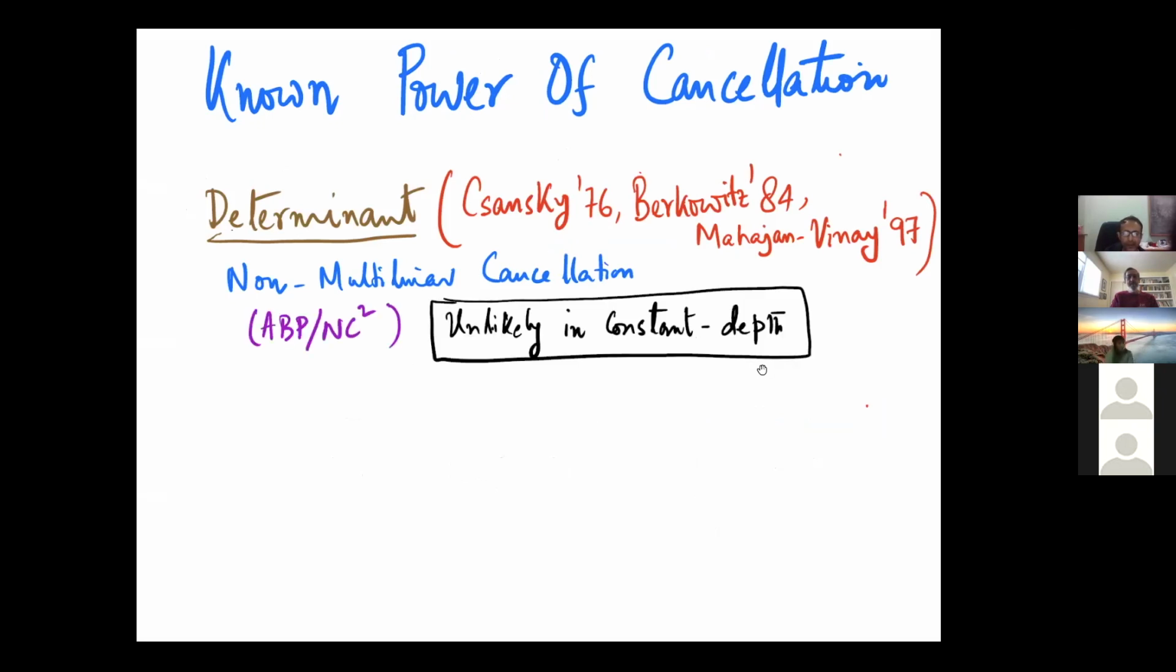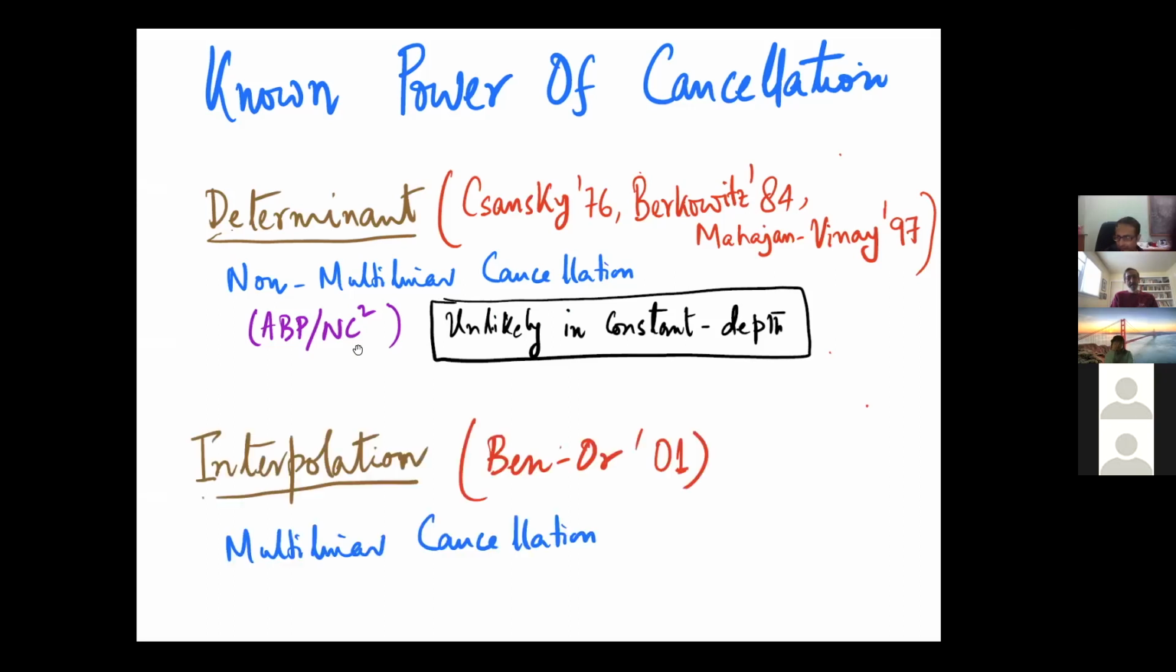For those who know, these cancellations can be done in arithmetic branching programs. If you don't know, it's like in VP, and it can also be done in VNC2. But it's mostly believed that it's very hard to push these kinds of cancellations down to constant depth. It would be shocking if the determinant had efficient circuits of constant depth. So we cannot look there.